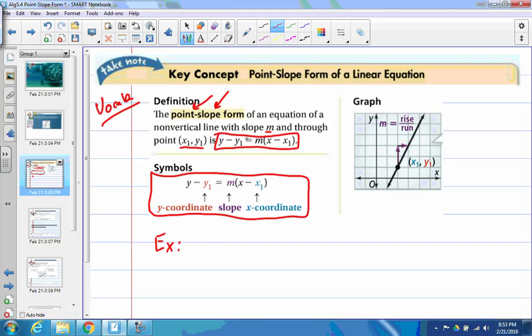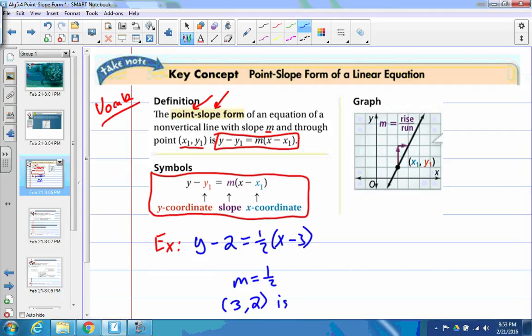would be y minus 2 equals 1/2 times x minus 3. So from this we can tell the slope, the m, is 1/2, and there's a point. The x value was x1, so the coordinate that goes over by the x here would be 3, and the y would be 2. That is on the line.